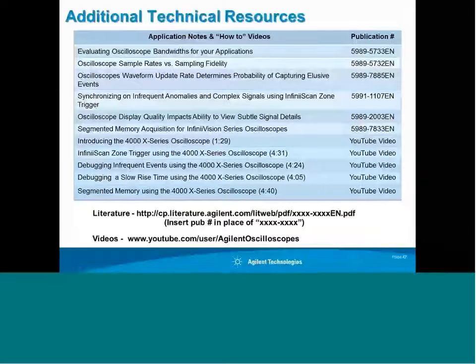The application note that applies most specifically to what I'm talking about here today is the third one here, called Oscilloscope Waveform Update Rate Determines Probability of Capturing Elusive Events. And the next one down, Synchronizing on Infrequent Anomalies and Complex Signals Using InfiniiScan Zone Trigger. Now, we also have several videos. I've listed the ones that I think are most applicable to what we've talked about today. They're available on YouTube. You could just simply go to YouTube and put in the little search box there some of the keywords. You might say zone trigger, and that particular video would probably pop up.